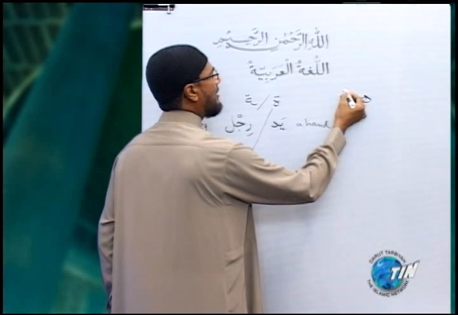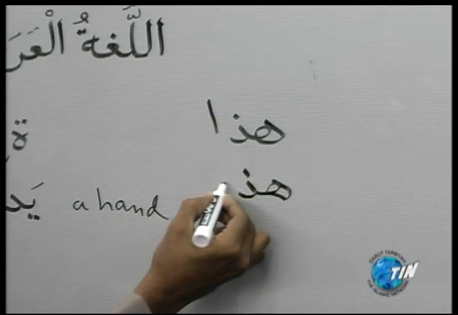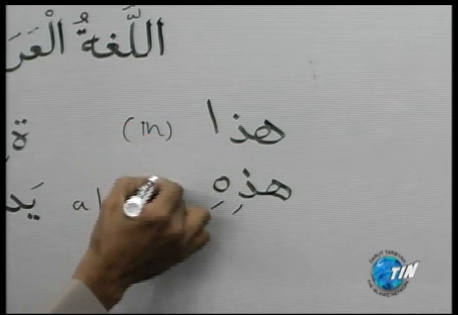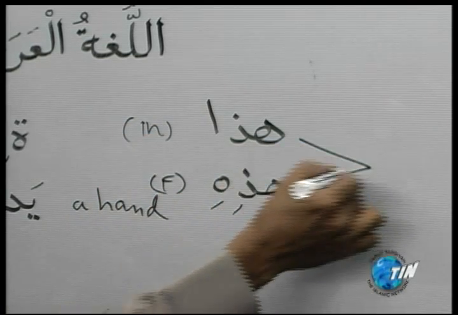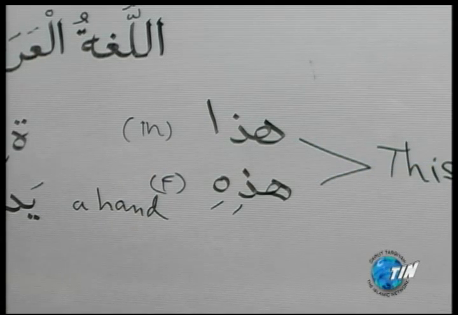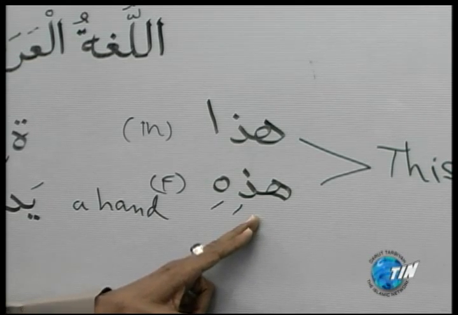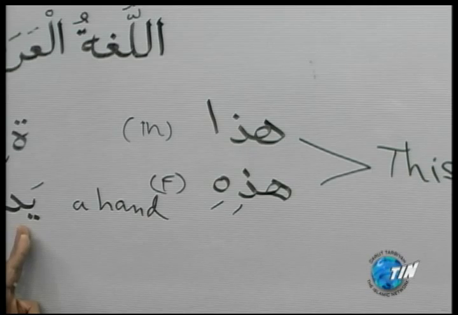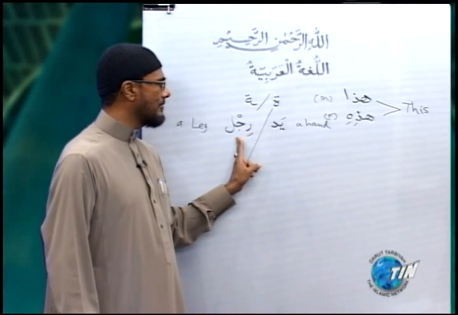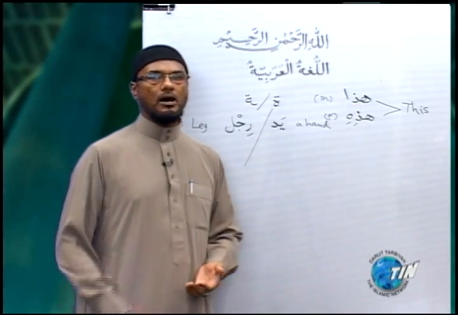All right, hadha, which means this, and hadhihi, also meaning this. This one is masculine, and this one is feminine. Remember them, both of them mean this. So if it is a feminine noun and you are pointing it out, you say hadhihi. So you say hadhihi yad, this is a hand. Hadhihi rijl, this is a leg. You only use hadha if you're pointing out masculine objects.